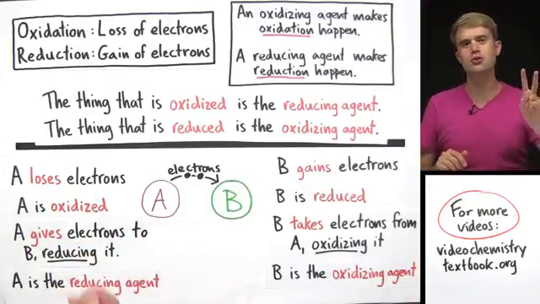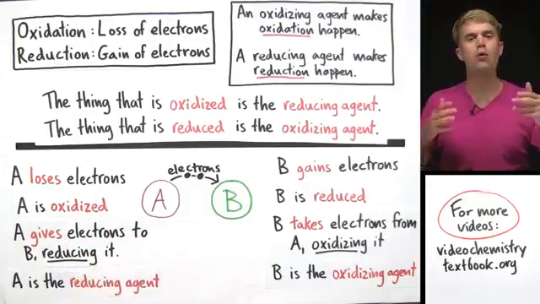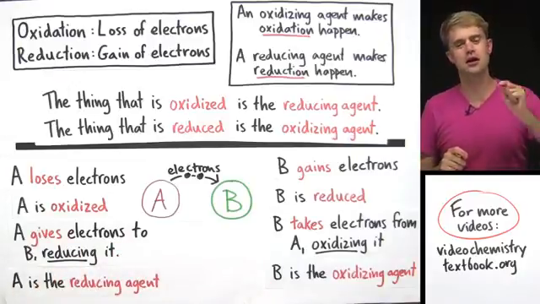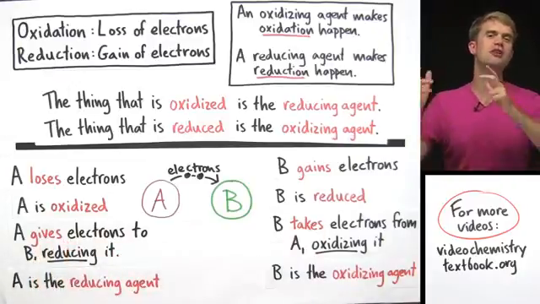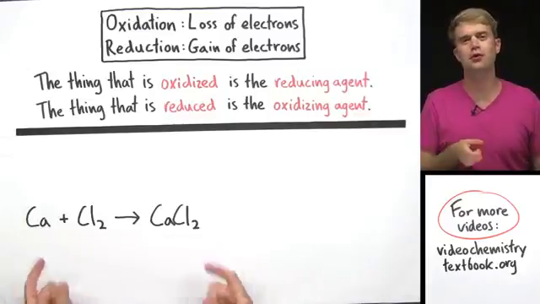Now I want to look at two chemical equations where we'll figure out what elements and compounds are the oxidizing agents and the reducing agents. So here I've got this chemical equation.